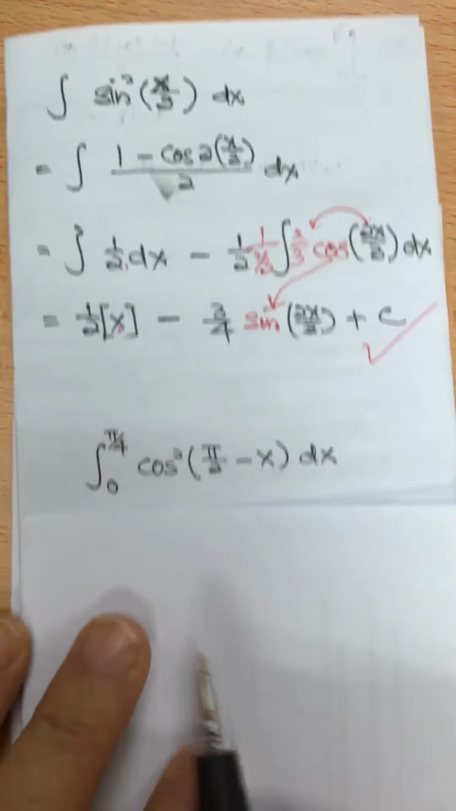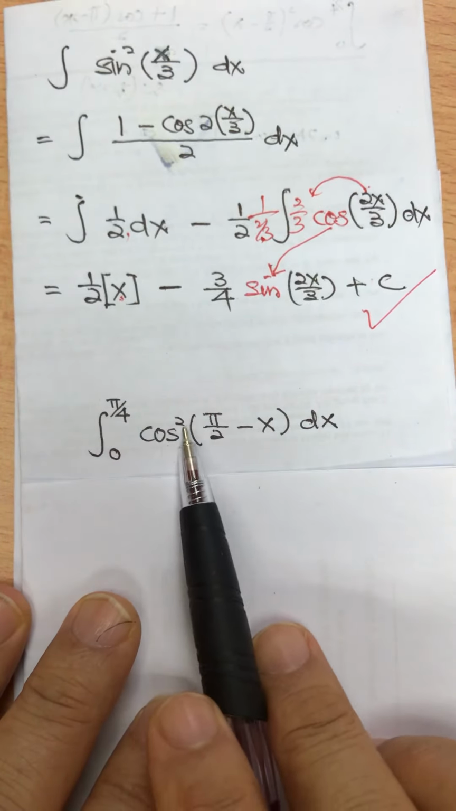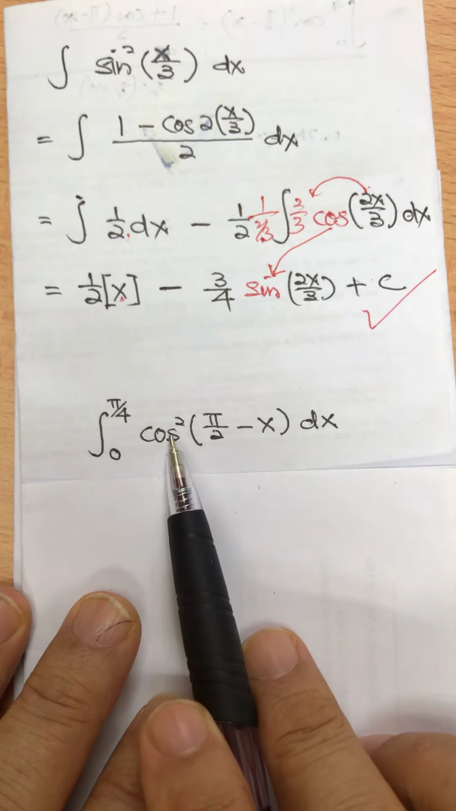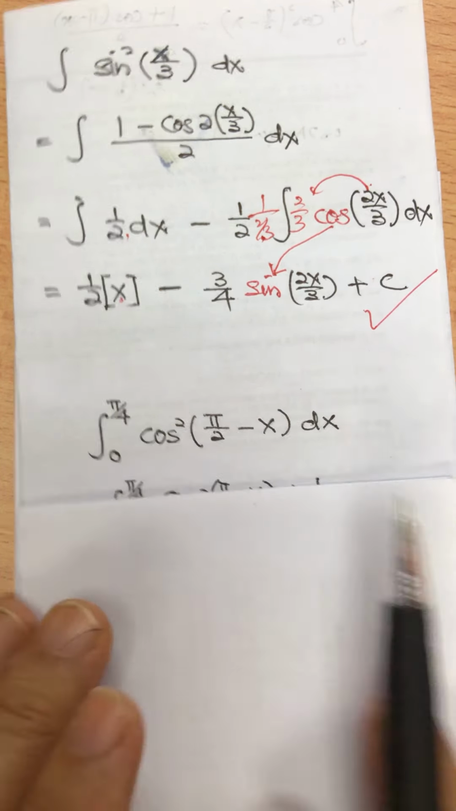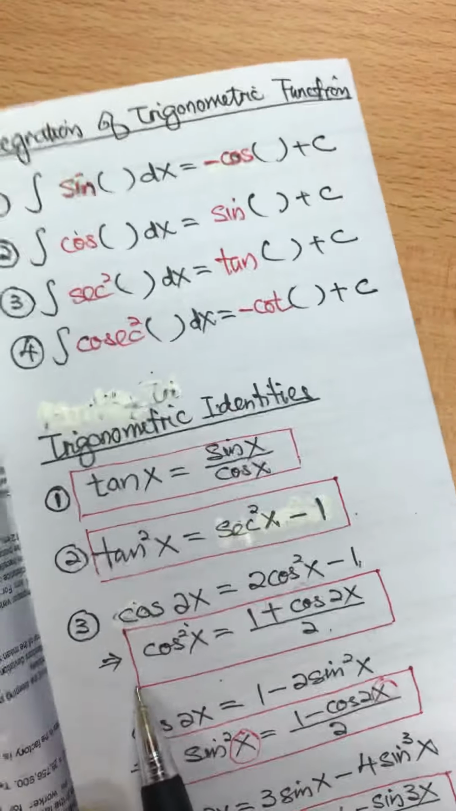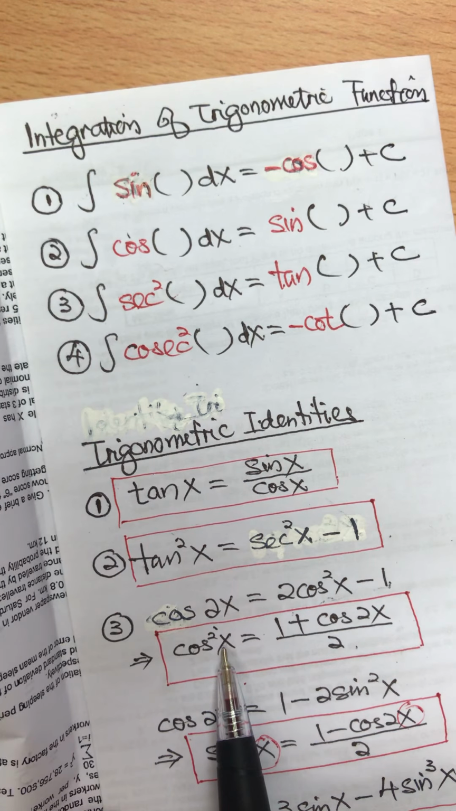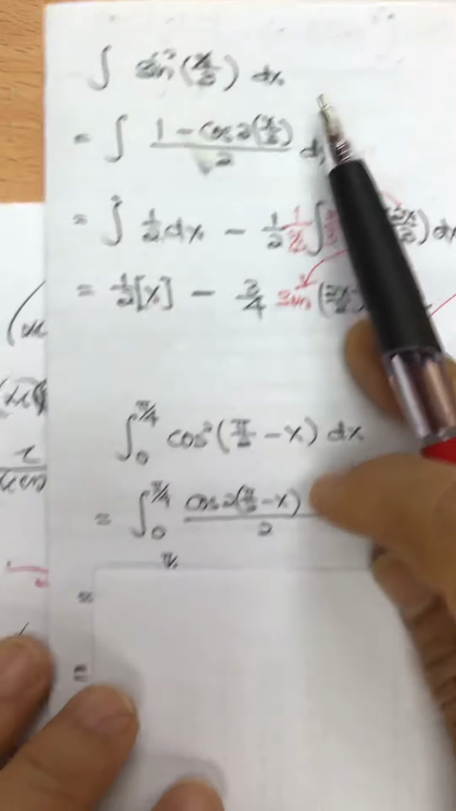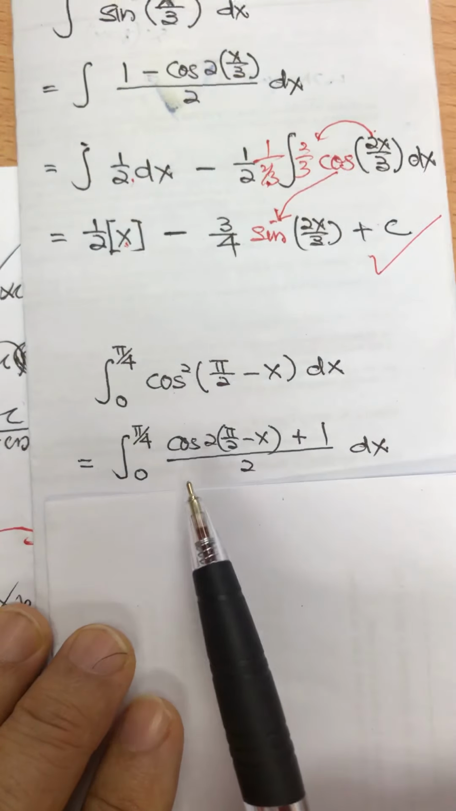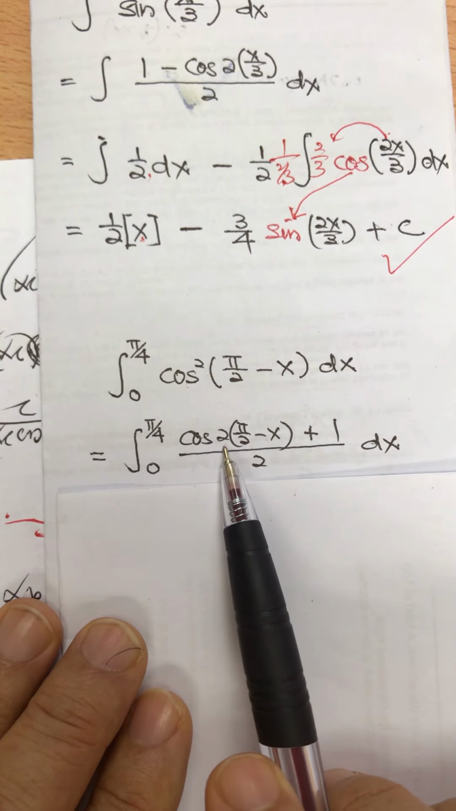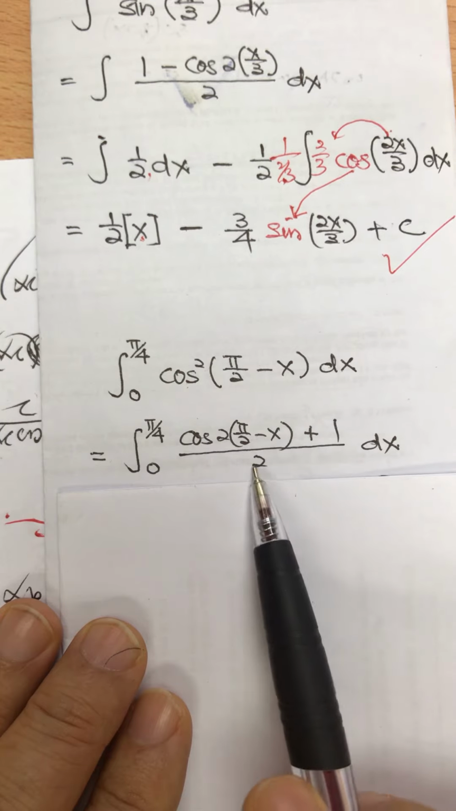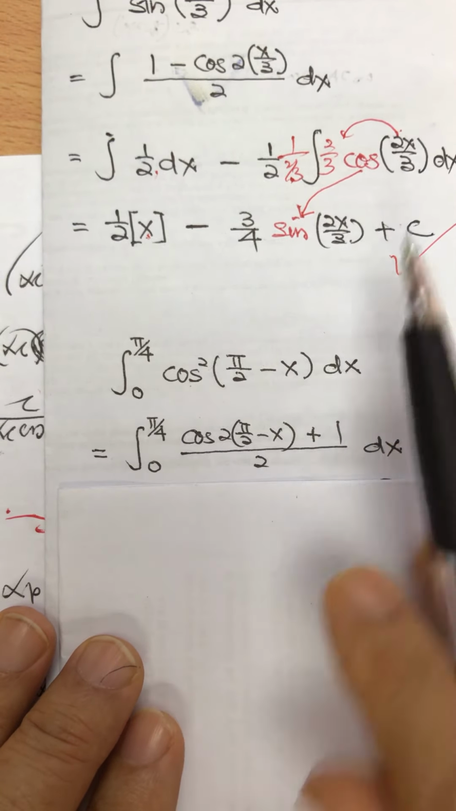Okay, then if let's say I want to integrate this, again I don't have cos square, but I have cos and sine. So I'm using the identity again. The angle is pi upon 2 minus x. So use this one again, pi upon 2 minus x. So I substitute. You just refer back to the formula. So this is cos 2 of pi upon 2 minus x, plus 1, over 2, from 0 to pi upon 4.